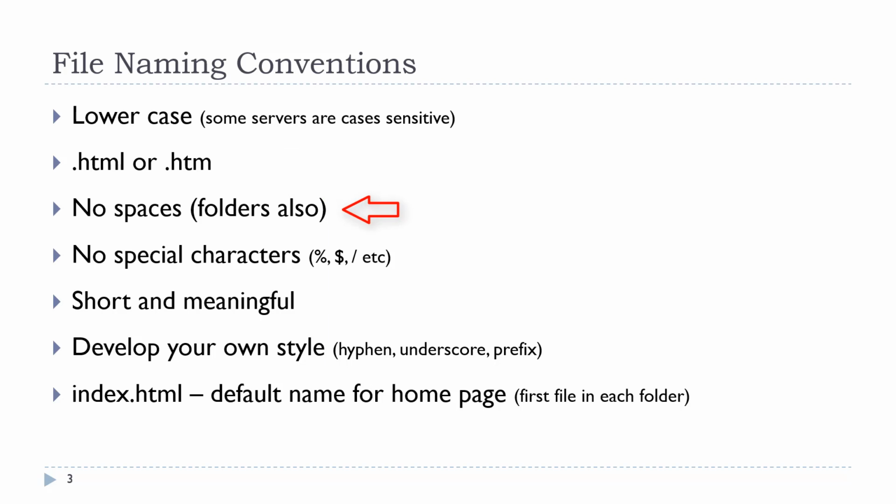You do not want to put spaces inside your file names or folder names, nor do you want to put special characters inside your file names or folder names. Your file and folder names should always be short and meaningful, and should you wish to use several words, you want to develop your own style with hyphens, underscores, or different types of prefixes.